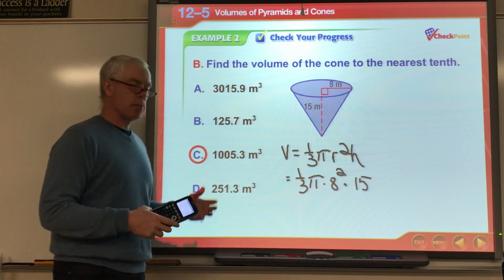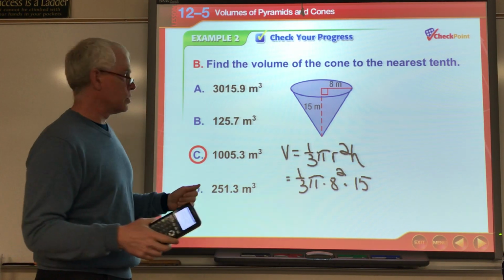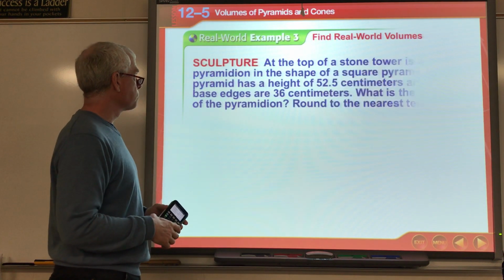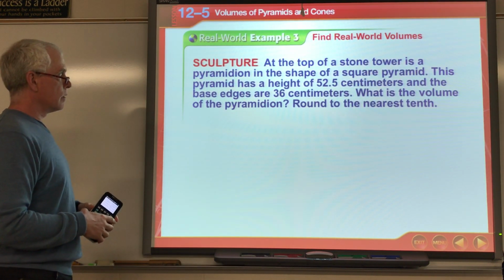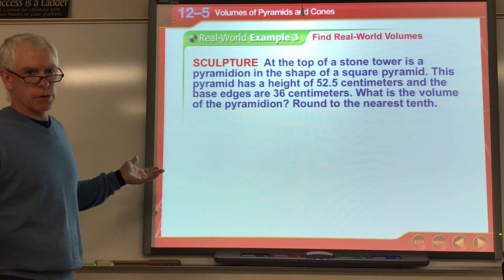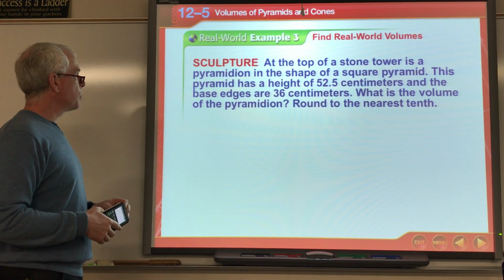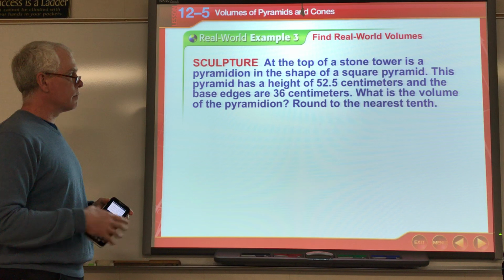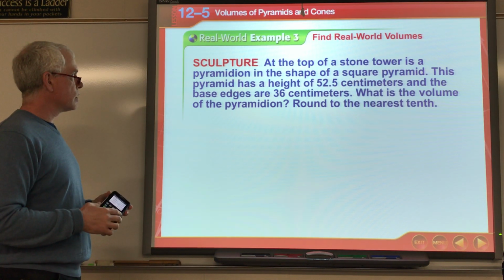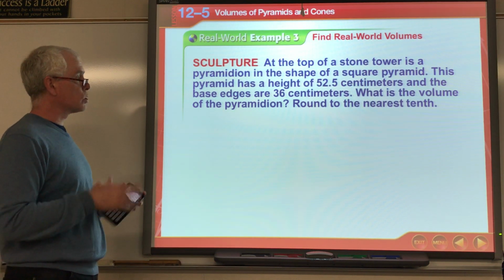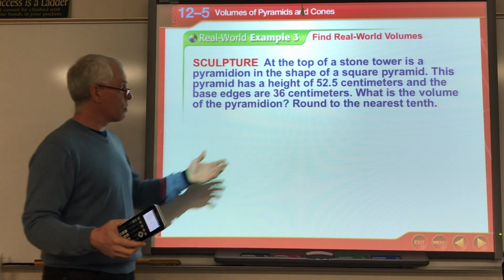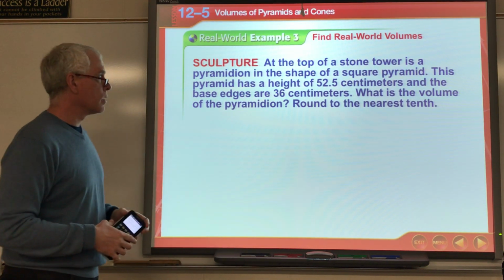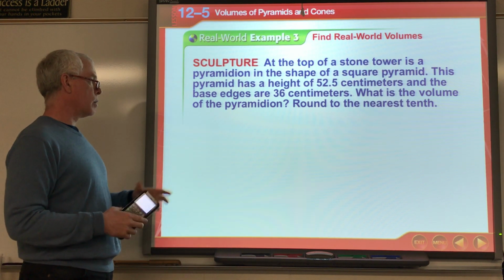Okay. Again, pretty straight formulas. If you have the formulas in your notes, guys, these aren't going to be too bad. Okay. At the top of a stone tower is a pyramidion in the shape of a square pyramid. So it's a fancy way of saying it's a square pyramid. This pyramid has a height of 52.5, so there's our h, and the base edges are 36 centimeters. So it's a square pyramid, so 36 by 36 on the base. So the area of the base is going to be 36 squared. What is the volume of the pyramidion?